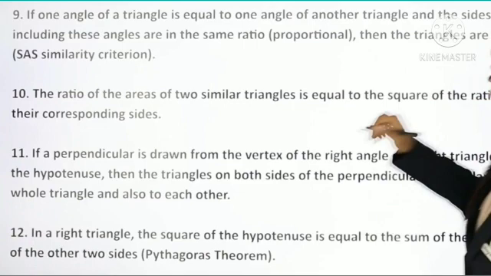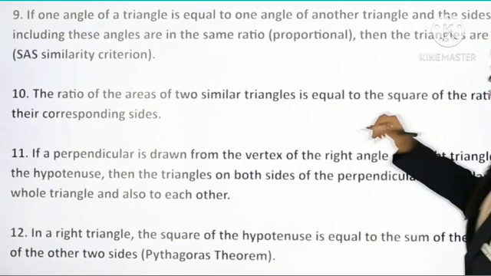Now see the SAS similarity. If one angle of a triangle is equal to one angle of another triangle and the sides including these angles are in the same ratio, then the triangles are similar by SAS similarity criterion. The ratio of the areas of two similar triangles is equal to the square of the ratio of their corresponding sides, is the theorem in areas of similar triangles. That is also a very important concept.